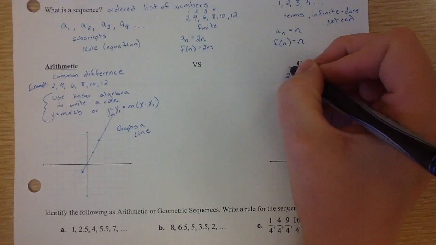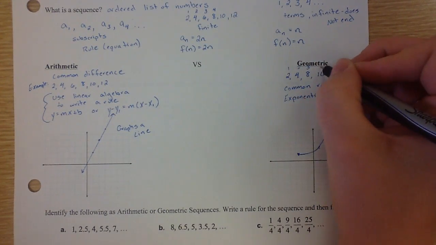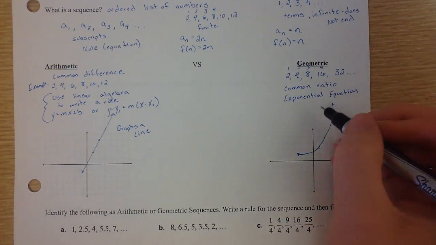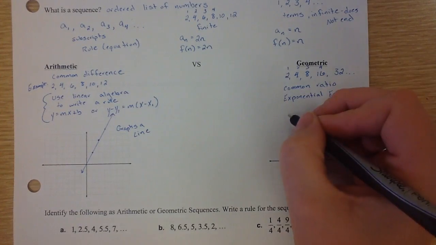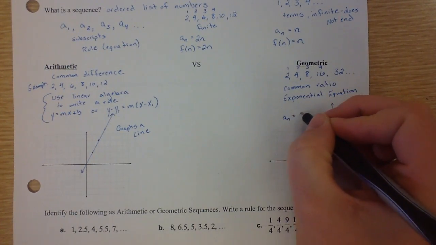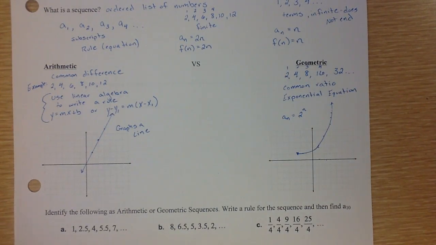Okay. So you think about when I put in a 1, I get out a 2. When I put in a 2, I get out a 4. When I put in a 3, I get out an 8. When I put in a 4, I get out a 16, and so on. So if we were to write a rule for this one, my rule would be exponential. My base is 2, so it would be 2 to the n. Okay. Because we keep going up.